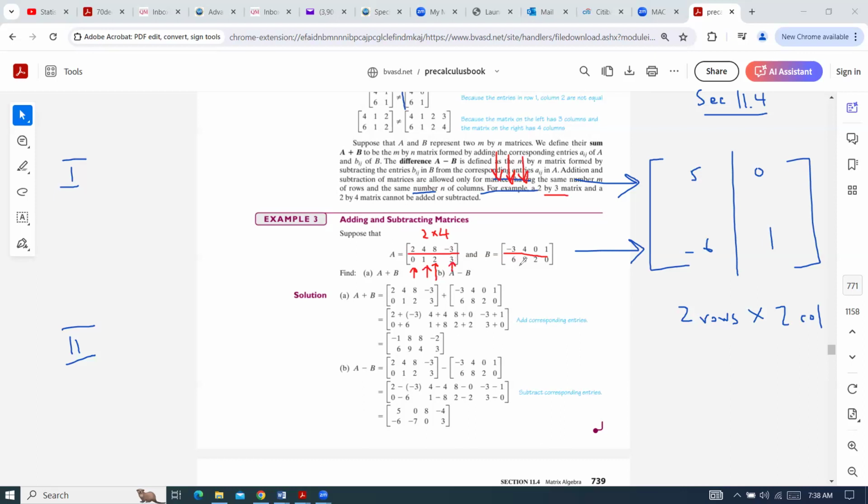So there are 4 columns you can think about. And they have the same sizes. They are both 2 by 4 matrices. And that allows me to add them and to subtract them.